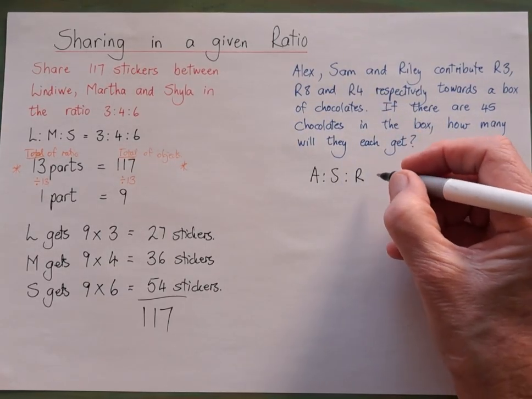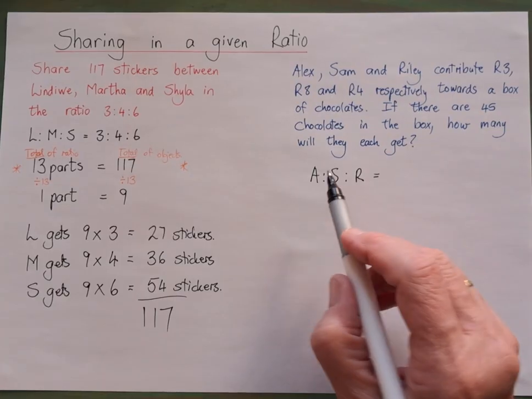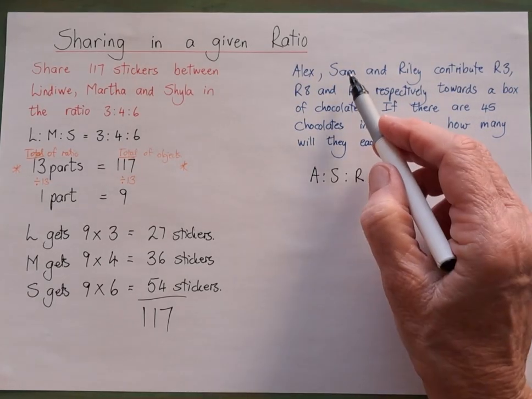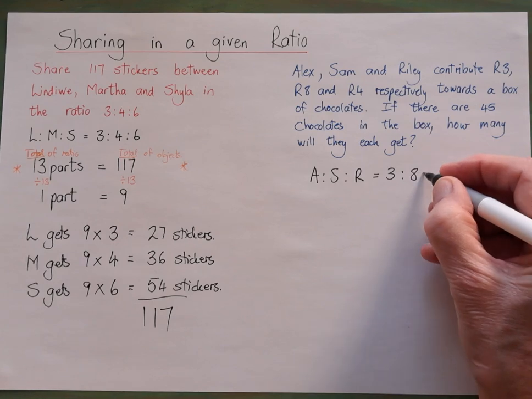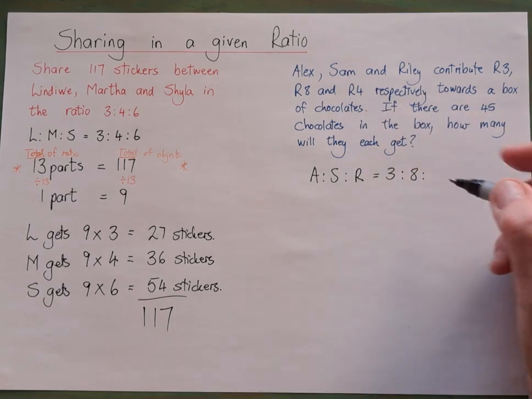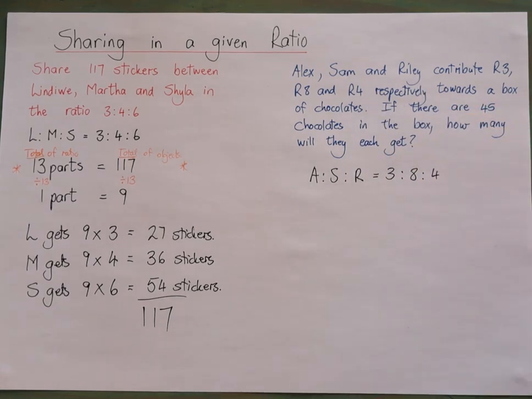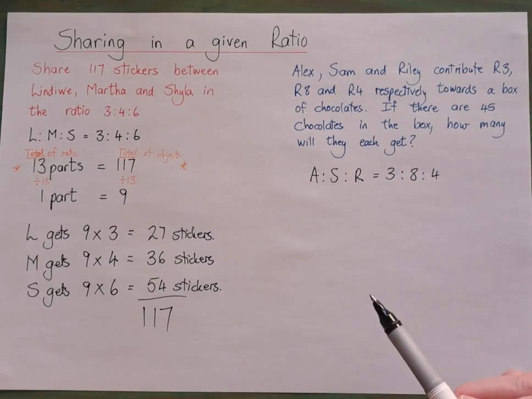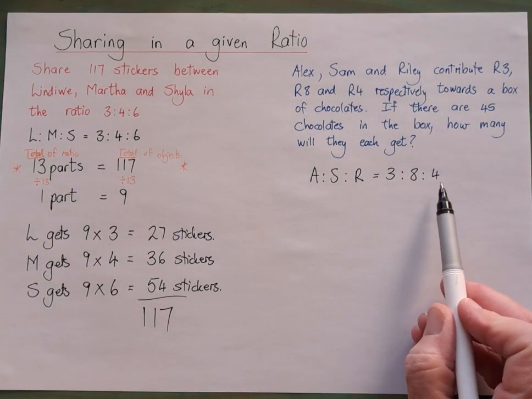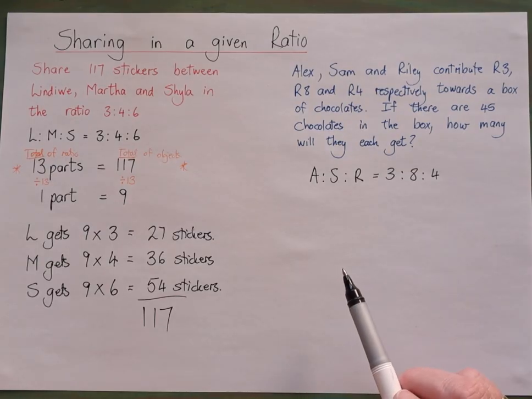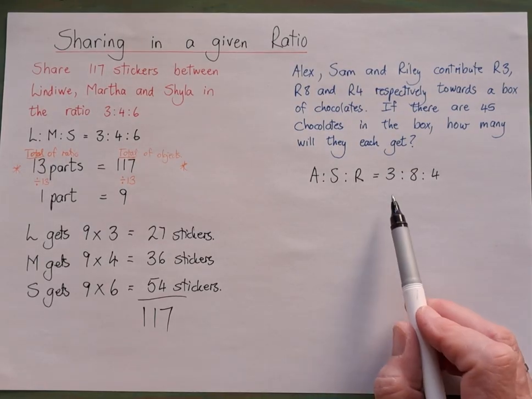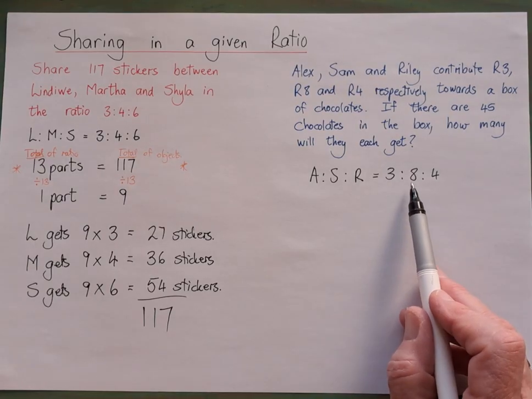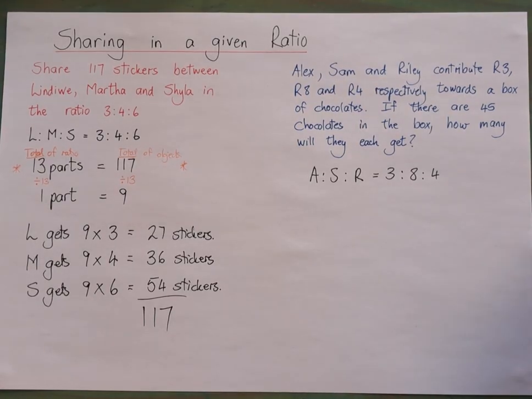So I'm going to create my own ratio because Alex contributed 3 Rand, Sam contributed 8 Rand, and Riley contributed 4 Rand. All right, so out of that, I've managed to get a ratio. Does this look like a very nice ratio? No, the numbers are quite big, but we need to just see, can we simplify it down? 4 goes into 8, but 3 can't go into 8. No, it's actually in its simplest form.